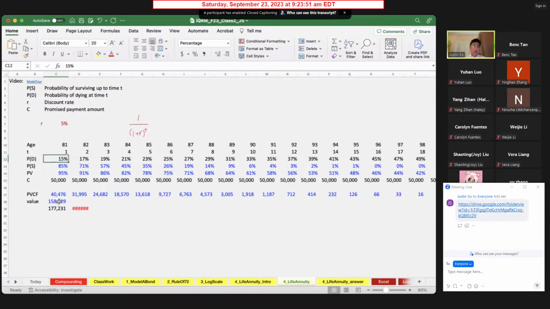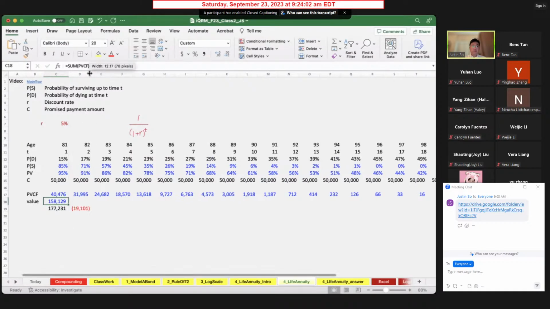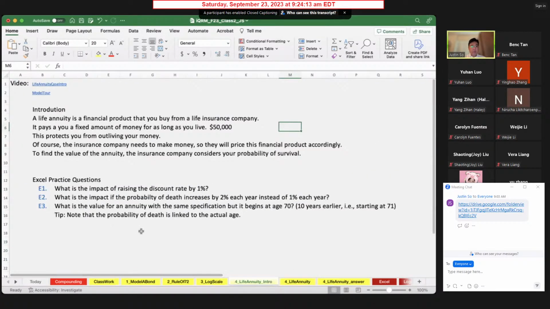We already got an answer, right? The value decreased as probability of dying increases, right? The present value actually decreases. So the change in the value becomes $19,000 less in terms of total. Now, the third question, what is the value for an annuity with the same specification, but it begins at age 70? 10 years earlier, so that means it's starting at age 71.